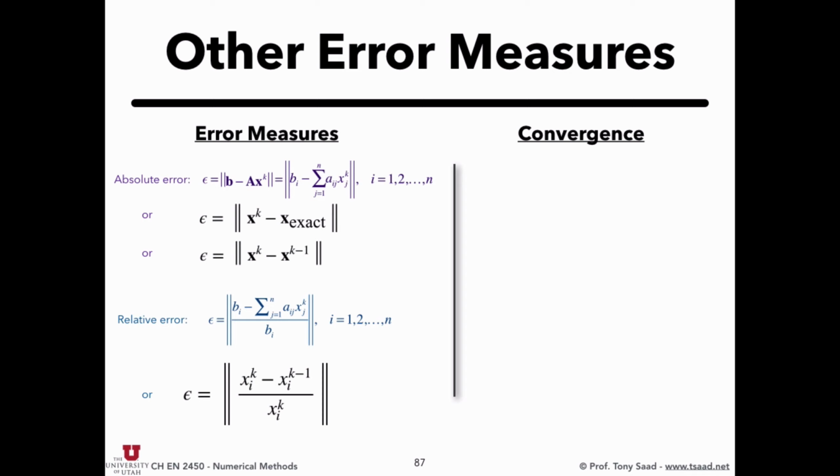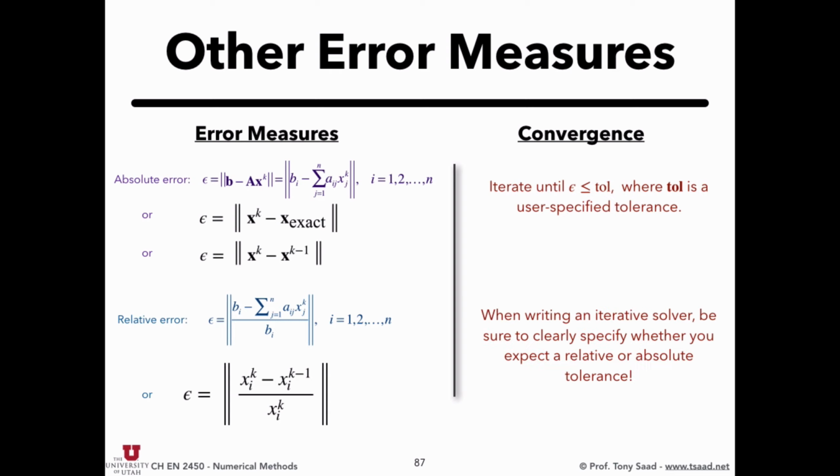Okay. And then, the way you judge convergence, you say, we're going to keep iterating until one of these errors is below a user-specified tolerance. And when writing an iterative solver, it doesn't matter which error measure and which norm you choose, as long as you're clear about it to the user. So that when the user supplies a tolerance, they have an idea of what their tolerance means, okay?